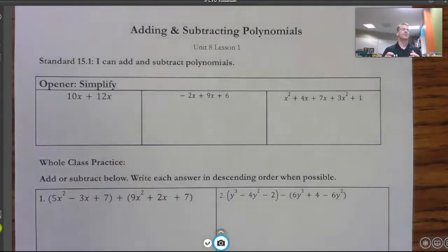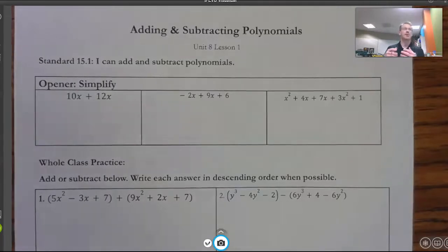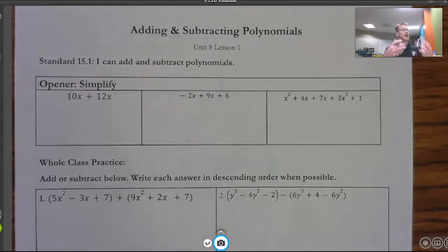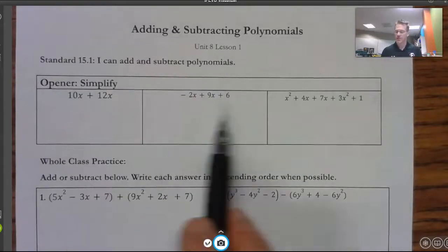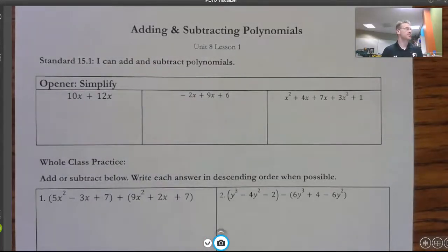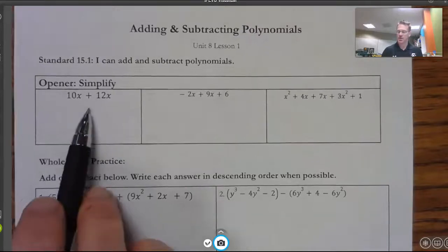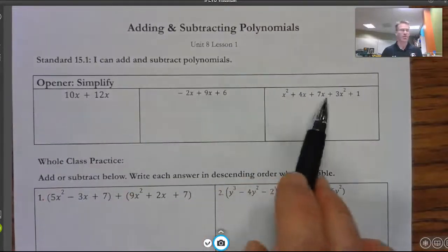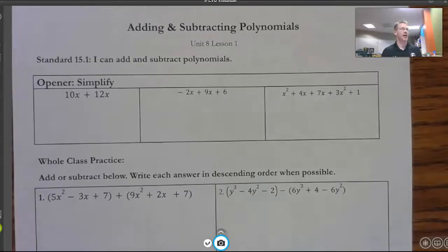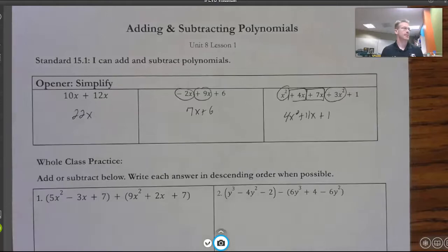All right, and you really have been kind of adding and subtracting polynomials already. We just have not necessarily called it that. And to kind of get you thinking about what this might be and how it might be connected to things you've already done, we have 3 problems for our opener here. So what I would like you to do is just go ahead and pause the video and then just simplify these 3 expressions by combining like terms. So do that real quick and then flip the video back on and we'll see how you did.